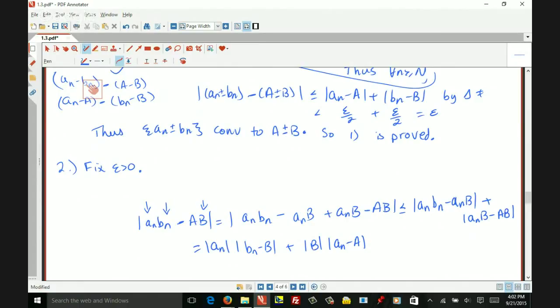So this one over here would need to be less than epsilon over 2 times something. So we need to be able to bound that an. We need it smaller than some maximum value. What did we learn about convergent sequences and boundedness? It should be in section 1.1. Every convergent sequence is bounded. So let's write this down. Since an converges to a, there exists an M in the naturals or in the positive reals, it doesn't matter, M greater than 0, such that |an| is less than or equal to M for all n in the naturals.